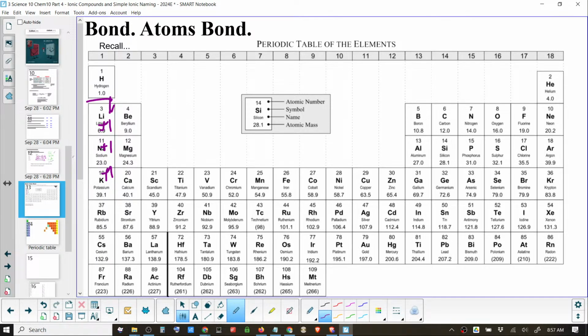What would all of these ones be? Plus 2. What would all of these ones be? Plus 3. Now this one's a semi-metal, so it may be plus 3. Aluminum is definitely plus 3.